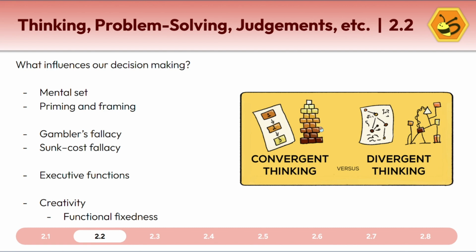Functional fixedness is a cognitive bias where we don't imagine items to be usable outside of their traditional functions. Our creativity is oftentimes limited by functional fixedness because we can't imagine using an item in a different way. Convergent thinking, like order of elimination on an MCQ question. Yeah, I think that's a good example.